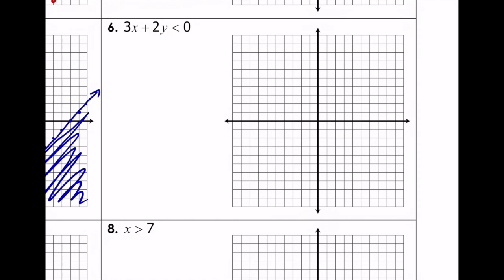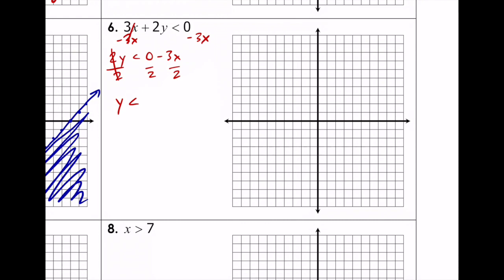Next up, let's subtract that 3x from both sides to get y by itself. So we have 2y is less than 0 minus 3x. And we want to divide by the 2 to get rid of it. So notice here, I'm dividing by a positive number. The only time we have to flip this symbol to the other side is when we're dividing by a negative. We're not dividing by a negative here, so we don't need to worry about that.